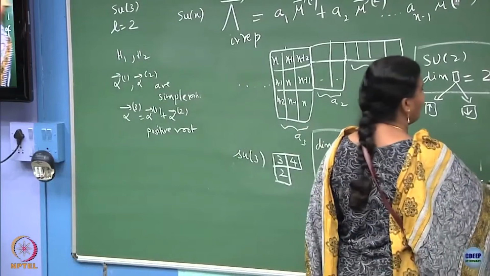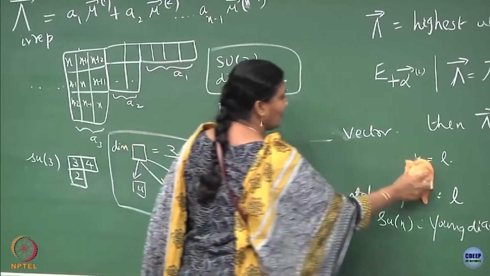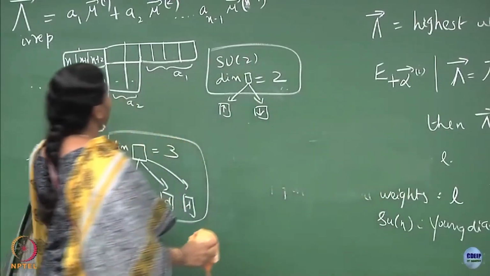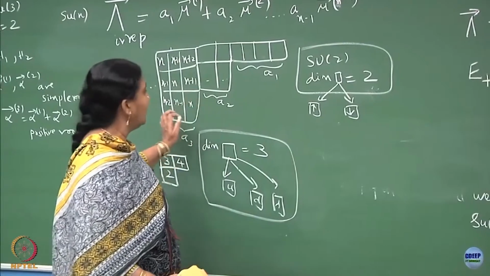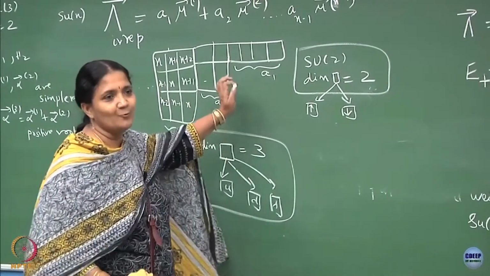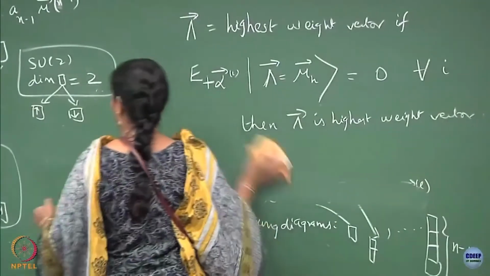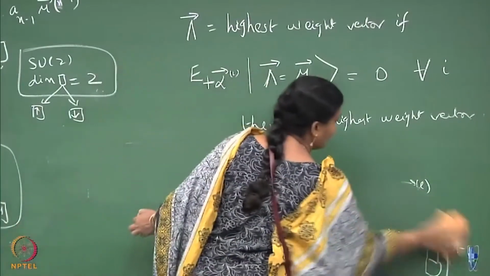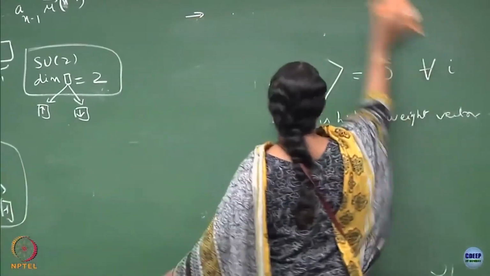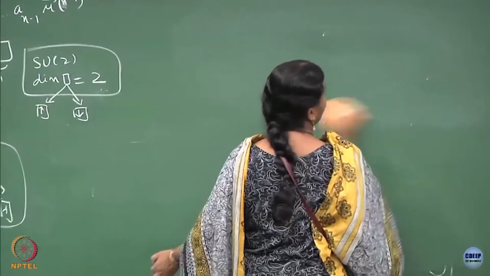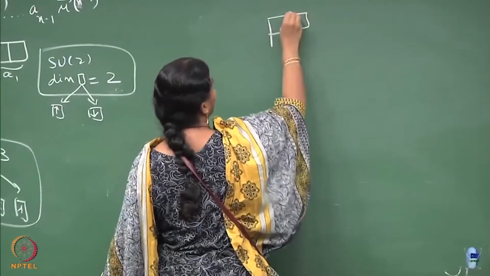Now, I want a formula. This is simple to work out, but I want a nice formula so that if I give you an arbitrary irrep of SUN, how many states are possible? How do I do that, is the question. One possibility is that I can take this diagram of SU3. So, suppose I take this diagram of SU3.